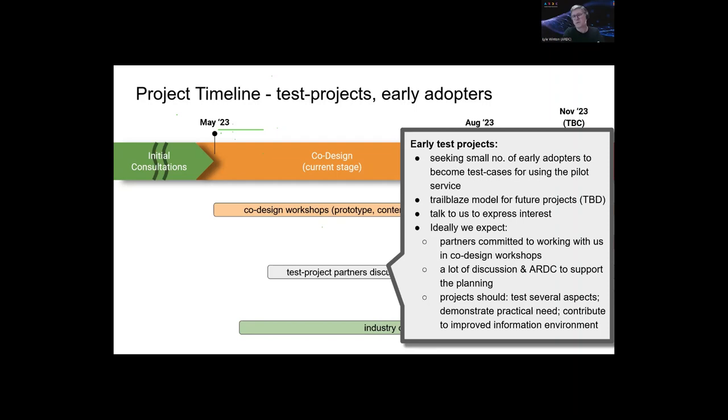What are we expecting? We're expecting partners to be committed to this co-design phase with us. We expect there to be a lot of discussion with these particular partners, and because of that, ARDC will provide a lot of support in planning any potential projects. We're looking for projects that test several aspects of Research Link Australia. So that might be providing us with the information or working on improving the information environment or consuming information. And we're hoping that these will demonstrate a clear and practical current need to be able to link research and industry.